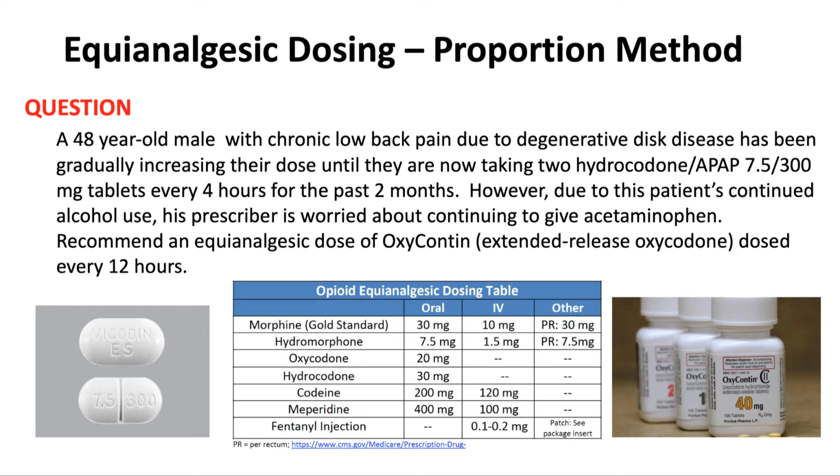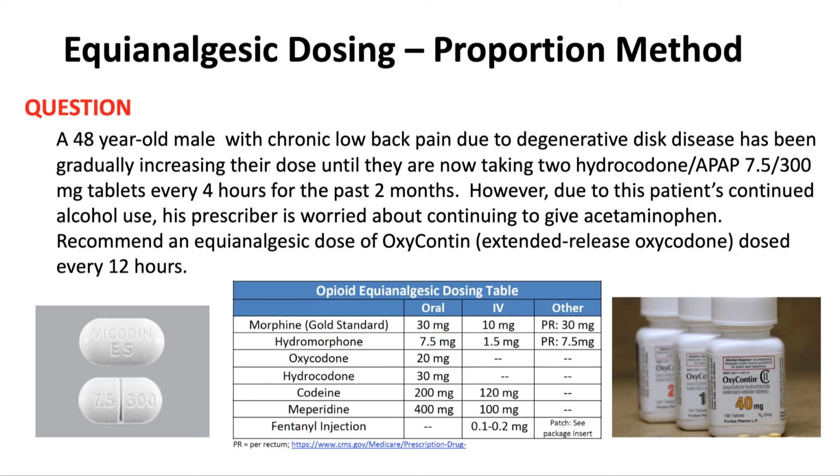However, due to this patient's continued alcohol use, his prescriber is worried about continuing to give acetaminophen. Therefore, the prescriber wants you to recommend an equianalgesic dose of OxyContin, which is a brand name of an extended-release oxycodone drug that has no acetaminophen in it and is actually dosed just every 12 hours. So we have a lot of information. We have information about what the patient has been taking with their hydrocodone. We also have information about what the prescriber wants them to switch to, which is extended-release oxycodone. Okay, and then we have this table of information here in the middle.